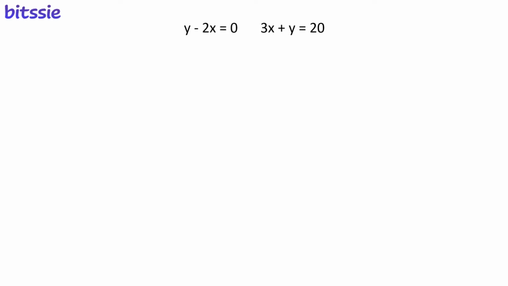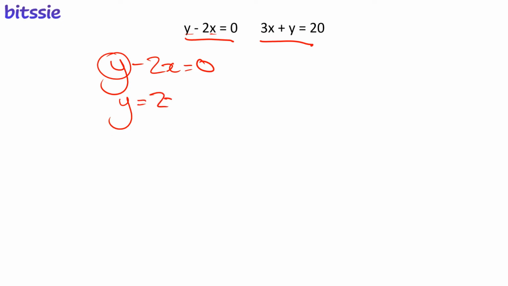What we want to do here is take one of our two equations, y minus 2x equals 0 and 3x plus y equals 20, and make one of the terms, that is either y or x, the subject. So let's use our first equation, y minus 2x equals 0. It would be easier in this case to make y the subject, so let's do that. y equals 2x.